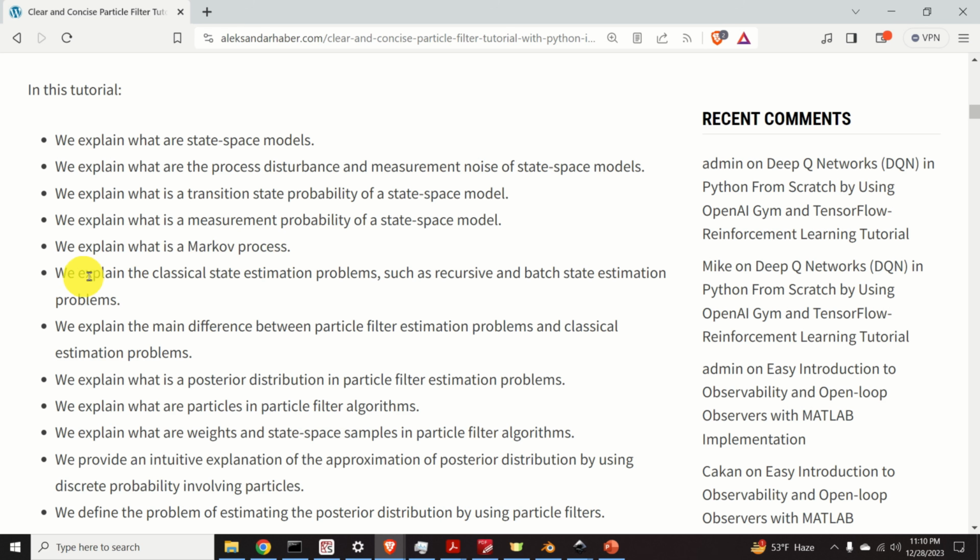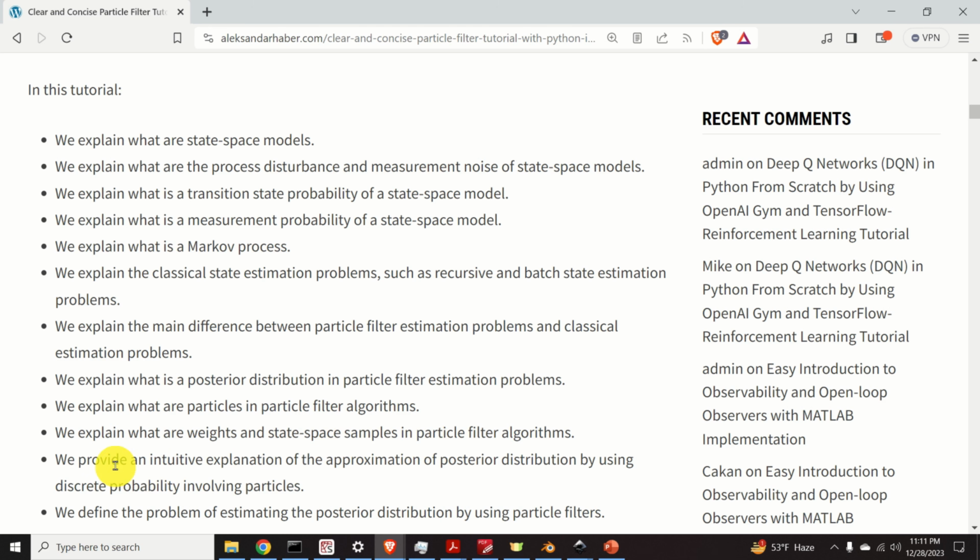Then we explain the classical state estimation problems, such as recursive and batch state estimation problems. Then we explain the main difference between particle filter estimation problems and classical estimation problems. We then explain what a posterior distribution is in particle filter estimation problems. We proceed by explaining what particles are in particle filter algorithms. We then explain what weights and state space samples are in particle filter algorithms.